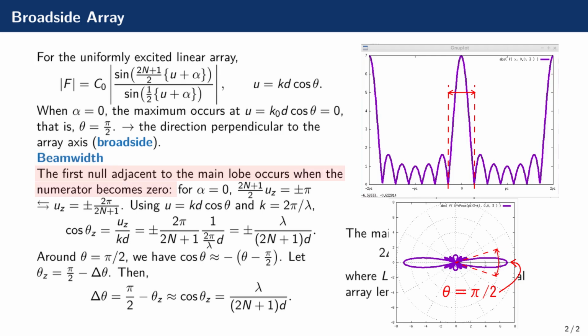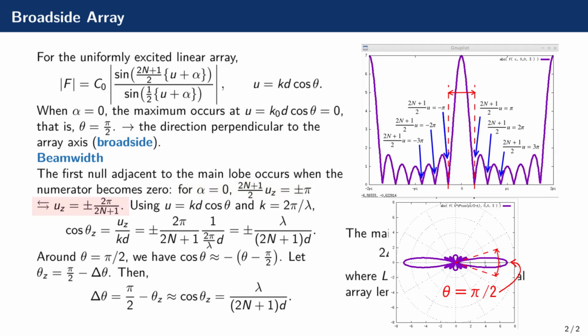The 0 occurs when the numerator becomes 0. The nearest 0 is obtained when the argument of the sine becomes plus or minus pi. That is, u sub z is obtained as shown in this expression. Let us denote the angle at the first null by theta sub z. Using u equals kd cosine theta, and k, the wave number, equals 2 pi over lambda, we obtain cosine theta sub z equals lambda divided by (2n plus 1) times d.